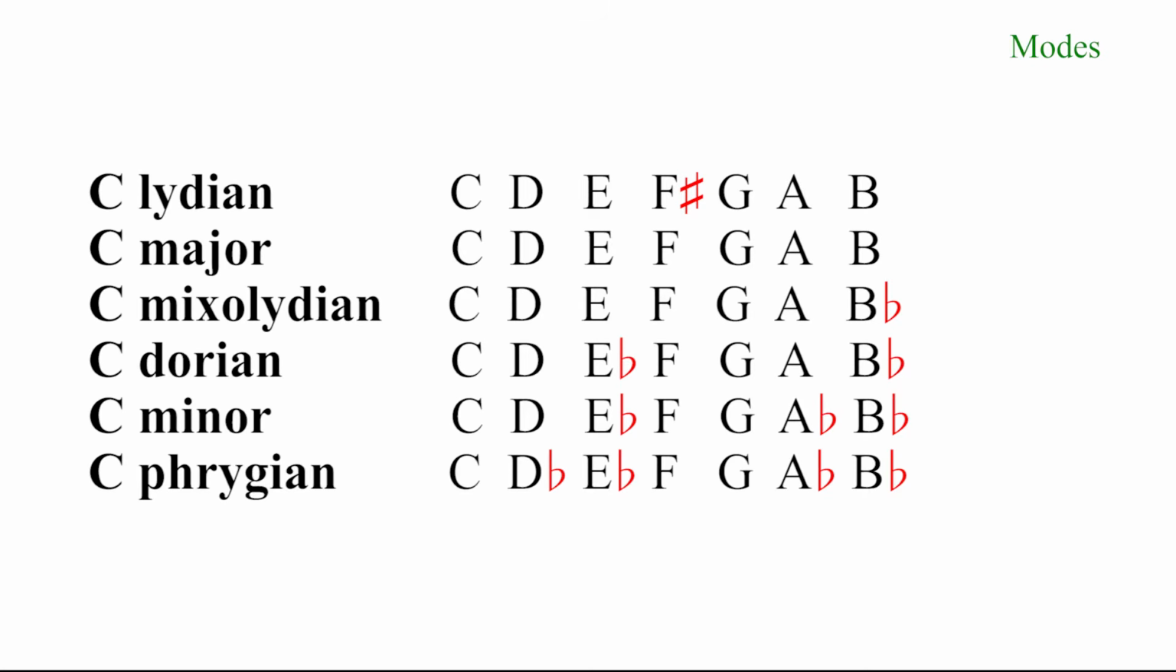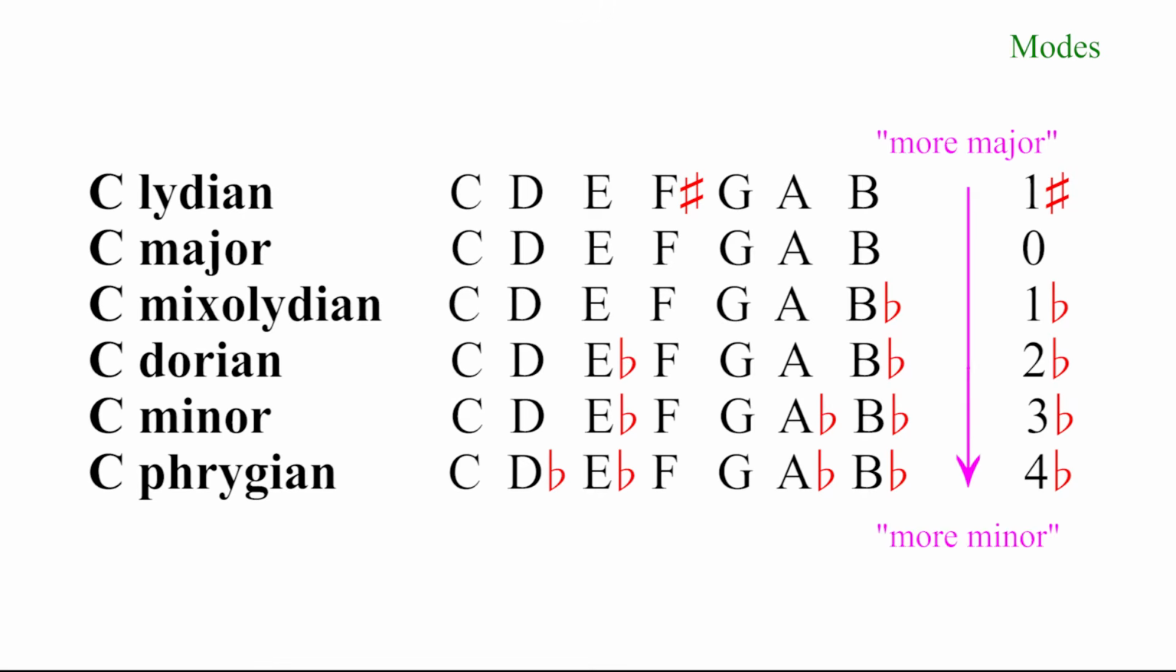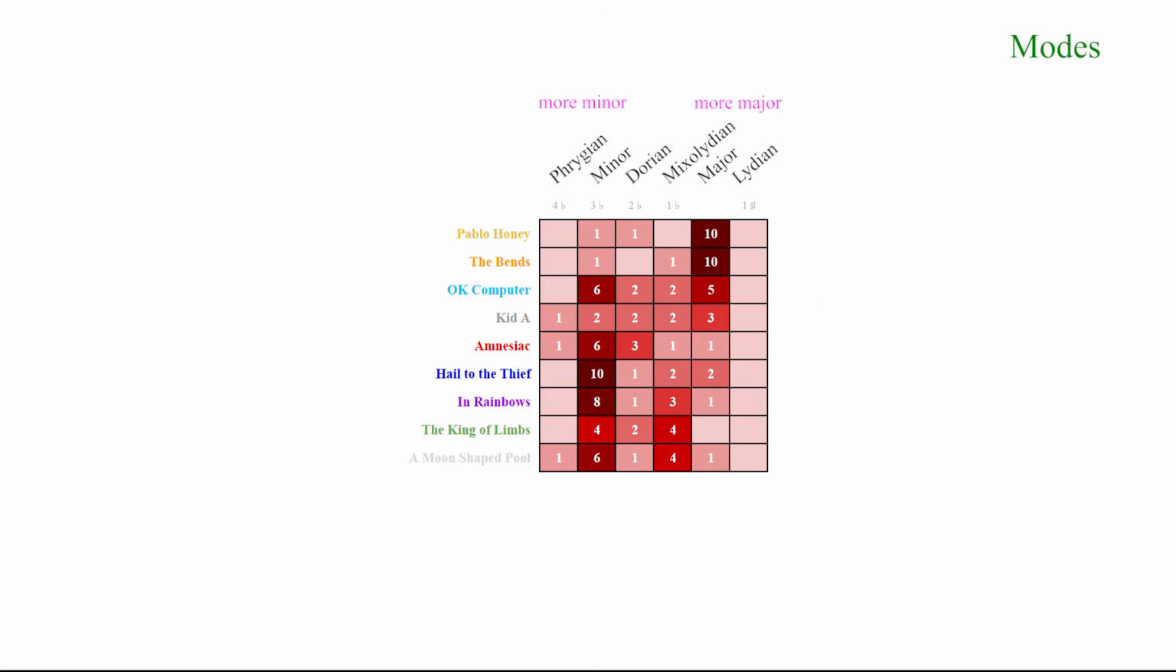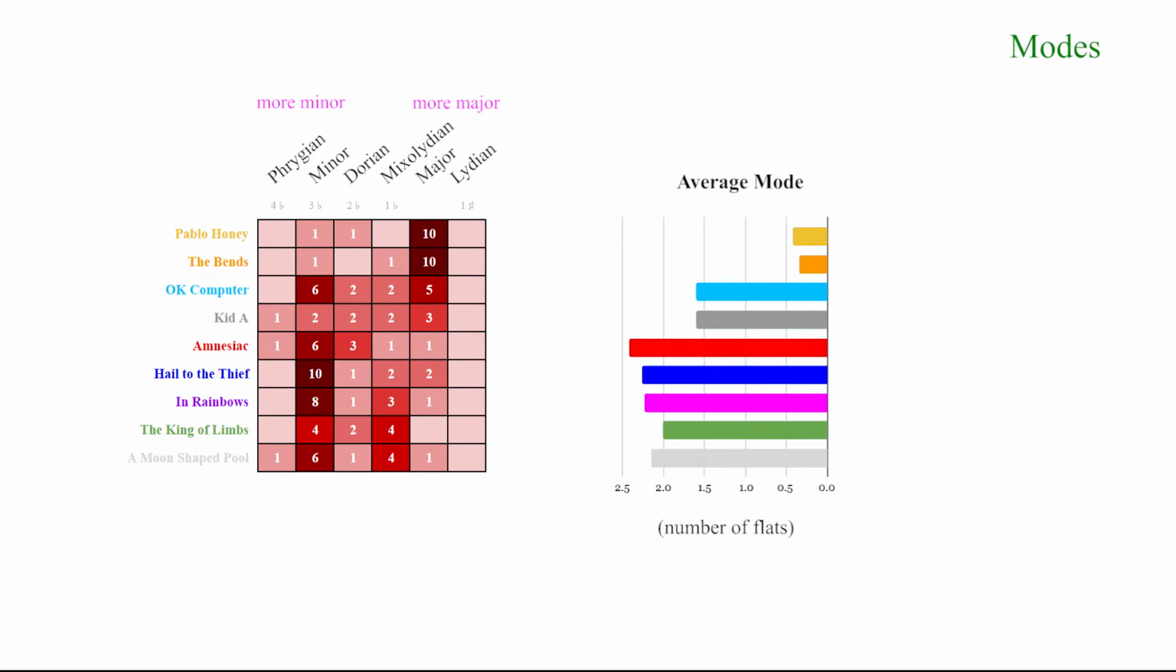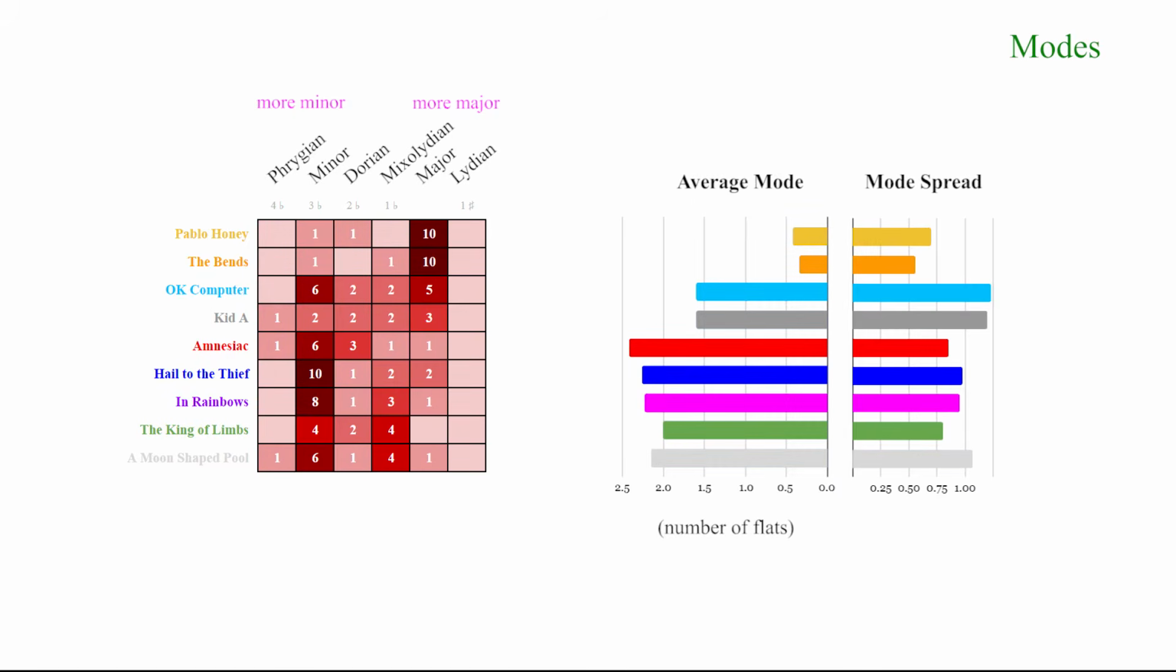These modes can be ordered in terms of how many flats or sharps are used relative to the major key. Generally, the more flats a mode has, the more dark or minor it sounds. Here is a chart of the modes used in Radiohead songs arranged by album. This chart can also be summarized by each album's average mode in terms of the number of flats, as well as the spread of modes around the average.